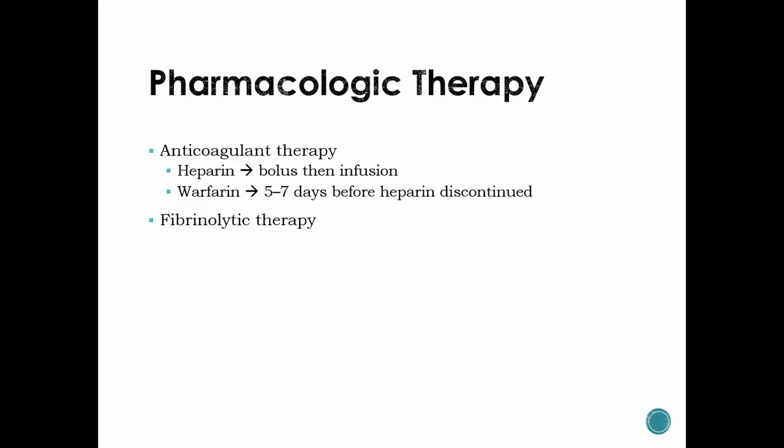Your fibrinolytic therapy is used to treat massive PEs and hypotension. Examples would be streptokinase, TPA, urokinase, and they are used to lyse or disintegrate the embolus and restore pulmonary blood flow and reduce pulmonary artery and right-sided heart pressures.